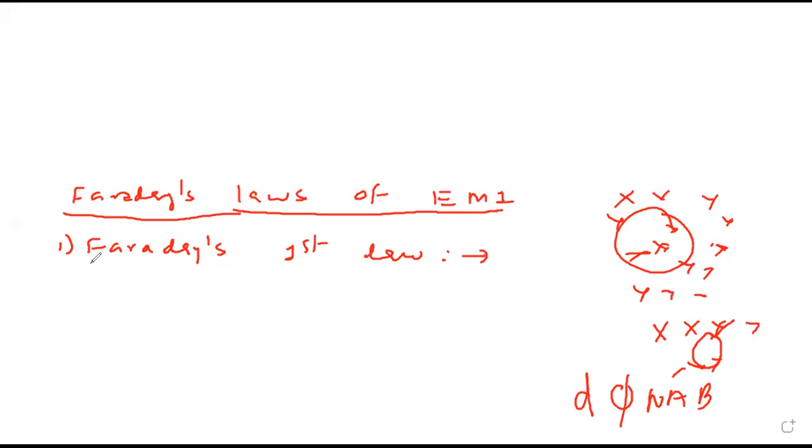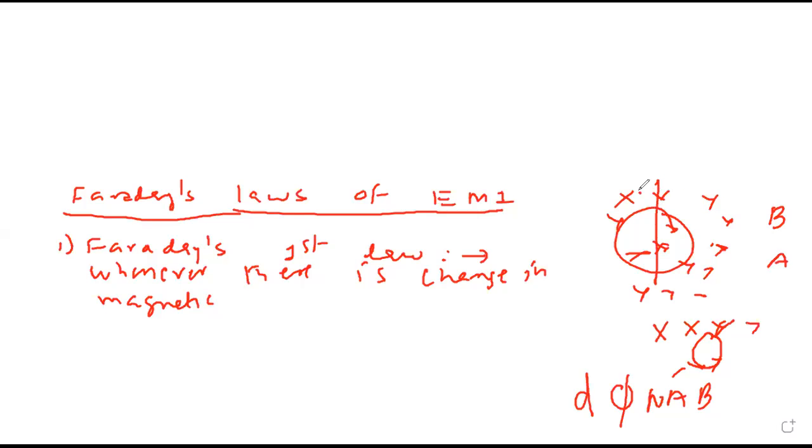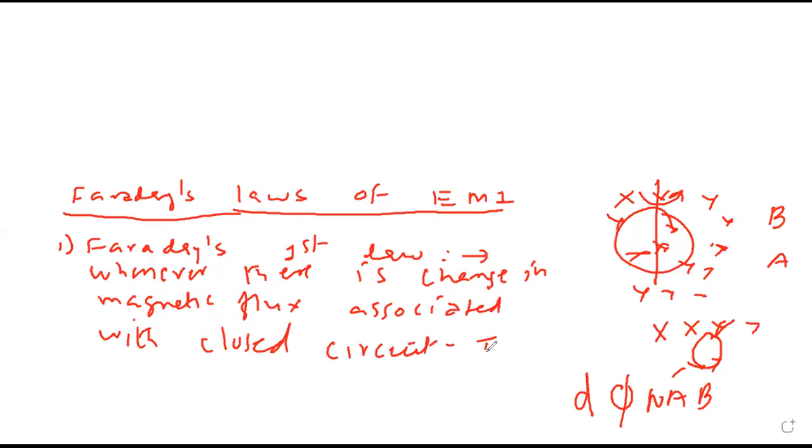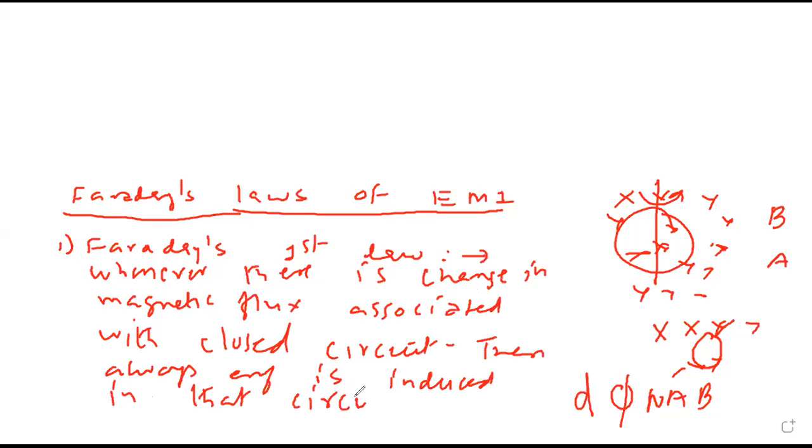So the first law states that whenever there is a change in magnetic flux, to change magnetic flux I can change B, I can change A, I can change the angle of rotation, that means theta. So whenever there is a change in magnetic flux associated with a closed circuit, then always EMF is induced in that circuit.